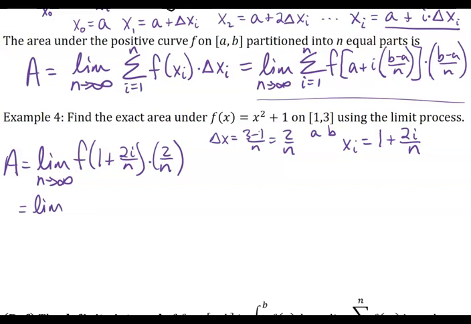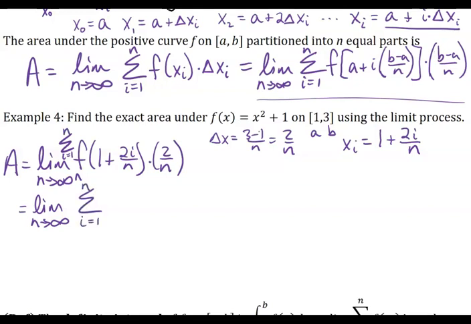So that's keeping the limit notation the same all the way through. f of 1 plus 2i over n is the quantity 1 plus 2i over n squared plus 1. Oh, I forgot my summation. Back up. The sum from i equals 1 to n. Okay, sorry, we need to have that.